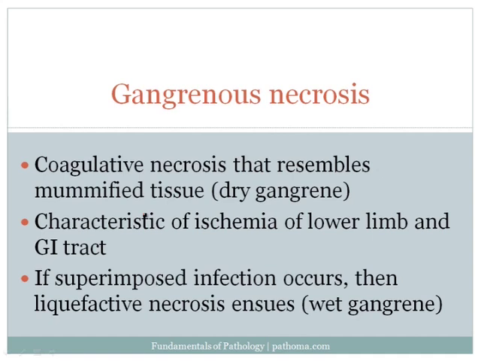That is really what we call gangrenous necrosis. Now, this is characteristic of ischemia of the lower limb. That's really the highlight, I think, here. You can also see it in the GI tract, but I think the classic is ischemia of the lower limb. It's not uncommonly seen, particularly in diabetics.